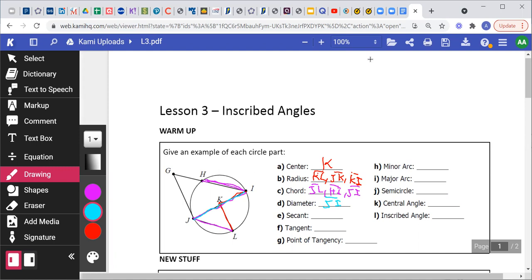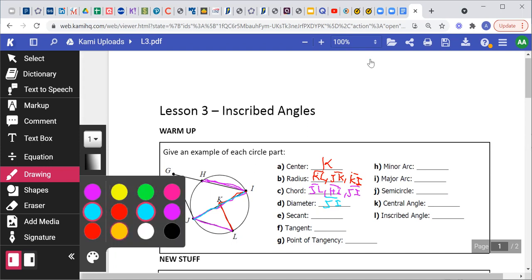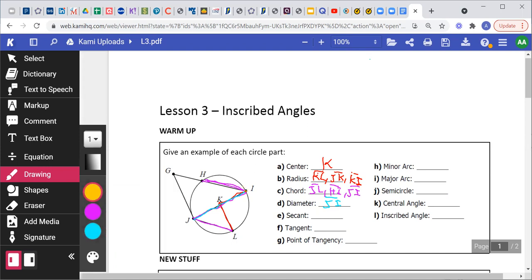And a secant is a line that passes through the circle. So as you can see, this line passes through the circle. So it's a secant, JI. Even if one side passes through the circle and the other side stays on the circle, it's still a secant, okay? So that's the difference here.